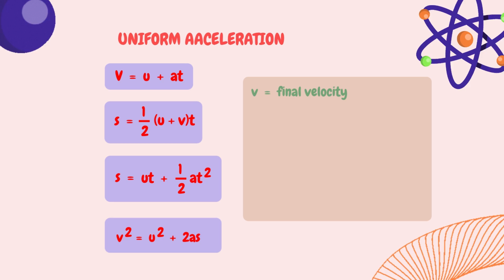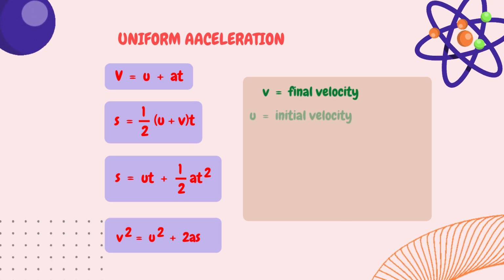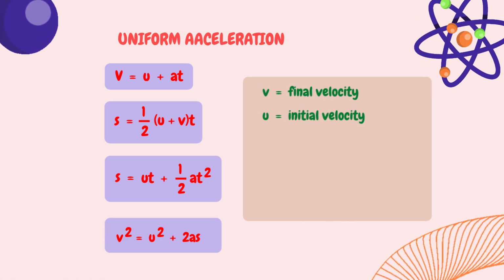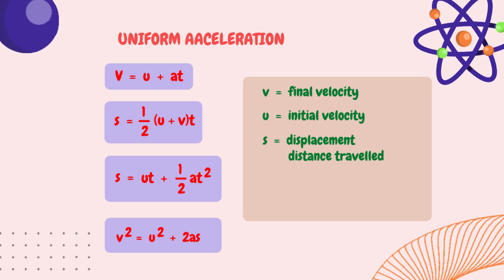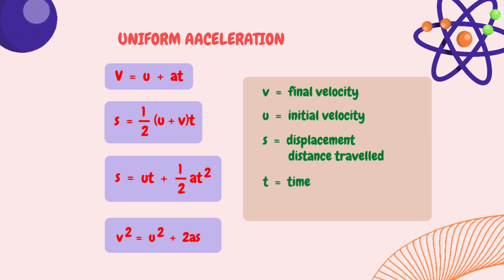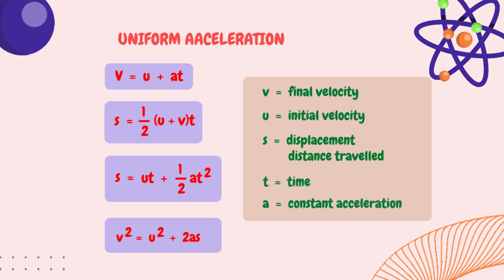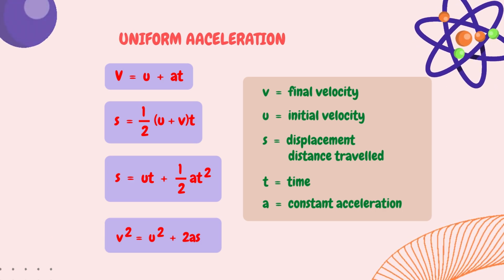In the equations, v is equal to final velocity, u is equal to initial velocity, s is equal to displacement, or distance traveled, t is equal to time, and a is equal to constant acceleration. Note that the equation to be used is based on the data given.